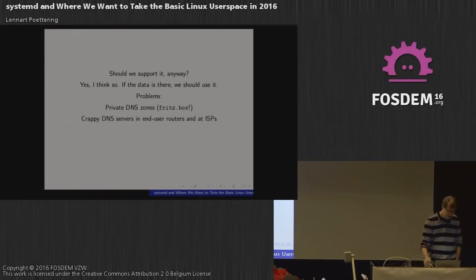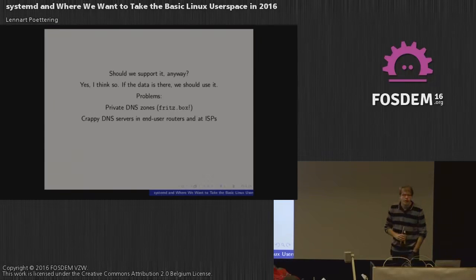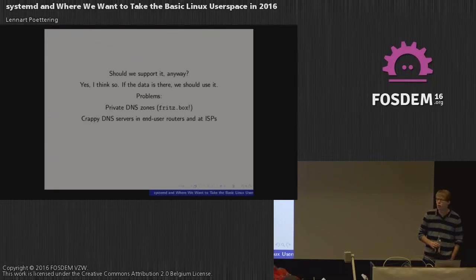Another really nice problem is the fact that DNS servers on the internet and routers are awful. They generally don't support DNSSEC properly. The Google ones, like the 8.8.8.8 that I mentioned, are awesome. They do all these kinds of things. They verify DNSSEC internally, and if you want to talk DNSSEC to it, it will do that. But routers generally don't do it.